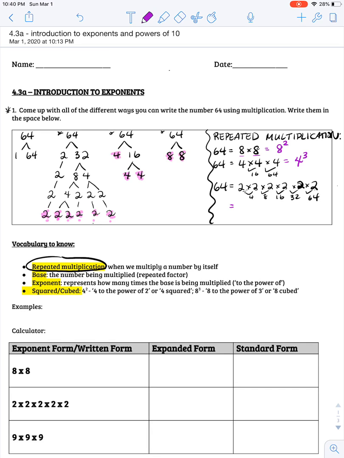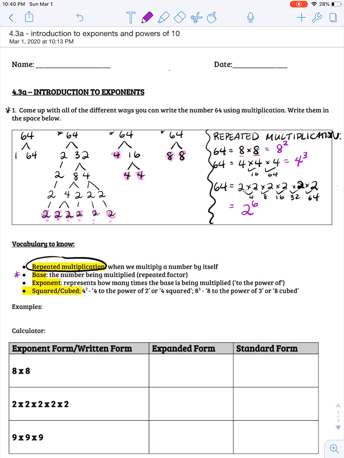Finally, the bottom example. What is the number being multiplied? The number being multiplied is 2. How many times are we multiplying 2? We're simply counting the number of 2's: 1, 2, 3, 4, 5, 6. 64 also equals 2 to the power of 6. So perhaps by now you've figured out the pattern in which we derive exponent form from expanded form. Let's look further at this vocabulary here.